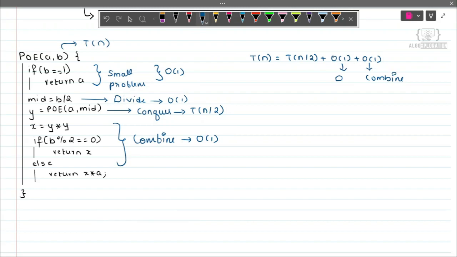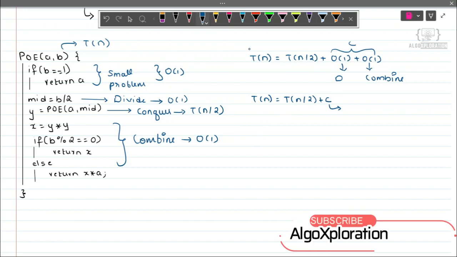Now we can replace this term with c, therefore t of n equals to t of n by 2 plus c. Now this is a cost for divide and combine only at first level. Let's find the time complexity by using substitution method. For you guys, it's a homework to find the time complexity using master theorem. So let's denote this equation as equation 1.